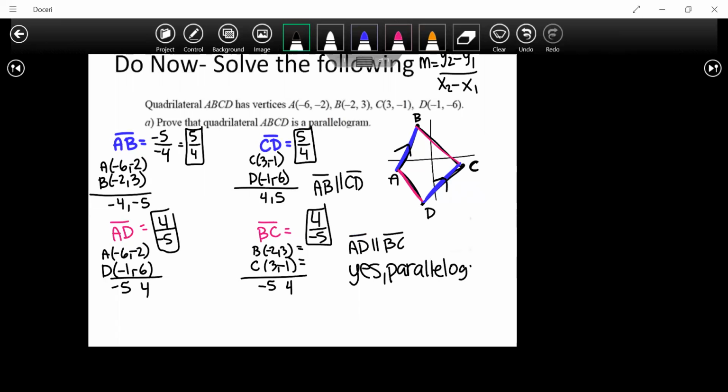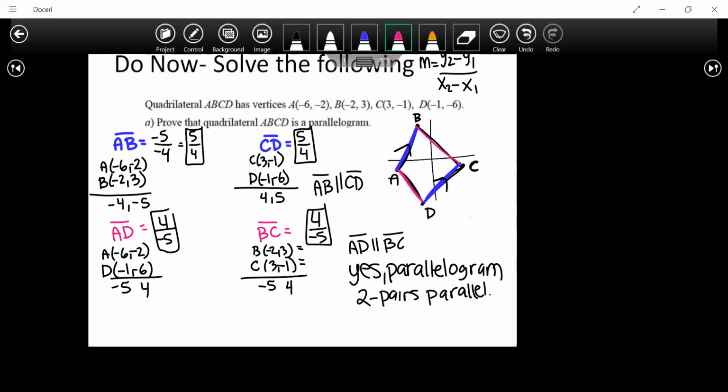Parallelogram. Two pairs parallel. Two pairs parallel. Now, we would just need to show them for this one, right? It's just asking us to show a parallelogram.